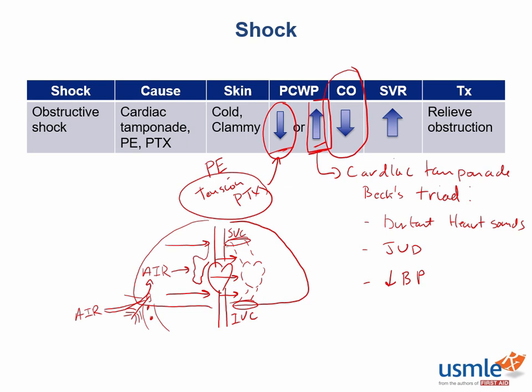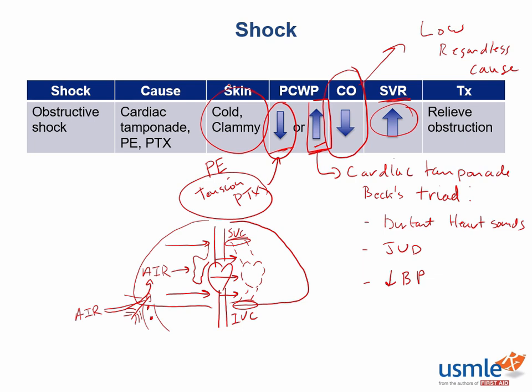Now, regardless of the cause of obstruction, the cardiac output is going to be low. And when the cardiac output is low, the body's going to attempt to compensate by activating the sympathetic nervous system to increase your systemic vascular resistance. Now this is the same response we see in any cause of decreased cardiac output. So the patient will have an increased systemic vascular resistance, and they'll be cold and clammy on exam due to peripheral vasoconstriction.